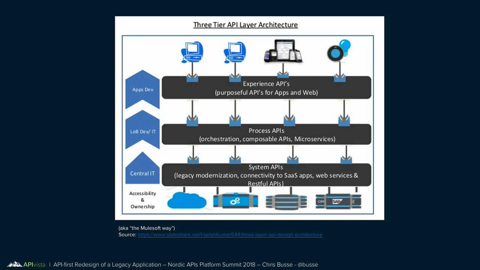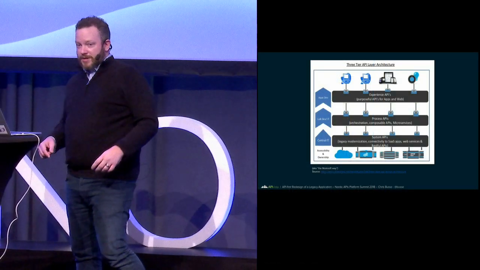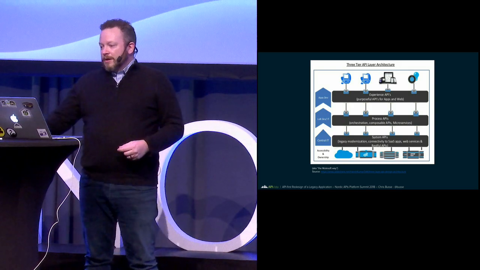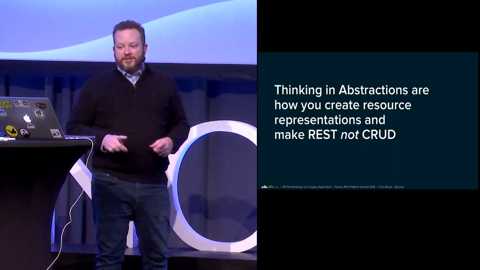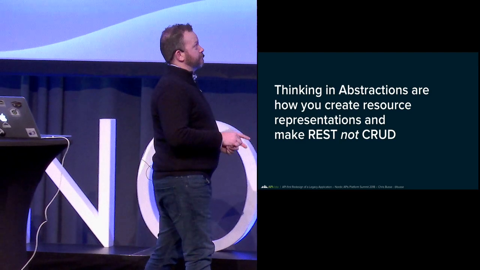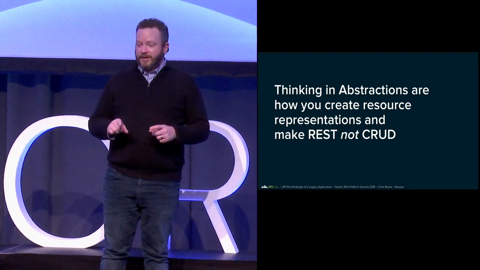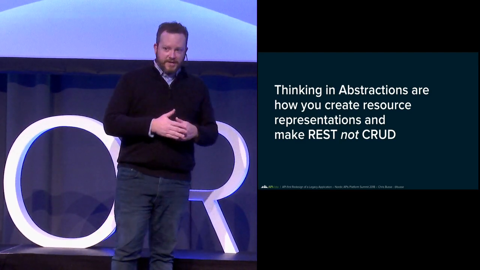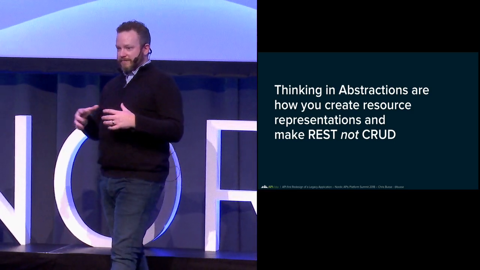But the challenge I've seen with this, and why I call it appropriate abstractions, is I've walked into enterprises where maybe they have no plans to change things under there, and they're only doing one experience up top, but because they followed this methodology, they're writing all three layers, where all three layers may not necessarily be what they need. But what I will say is that thinking in abstractions like this lets you create those resource representations that make REST not CRUD. Thinking about how you're going to abstract away from these systems is very useful there.